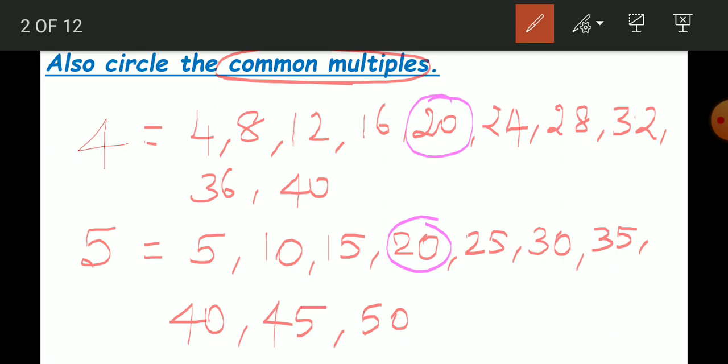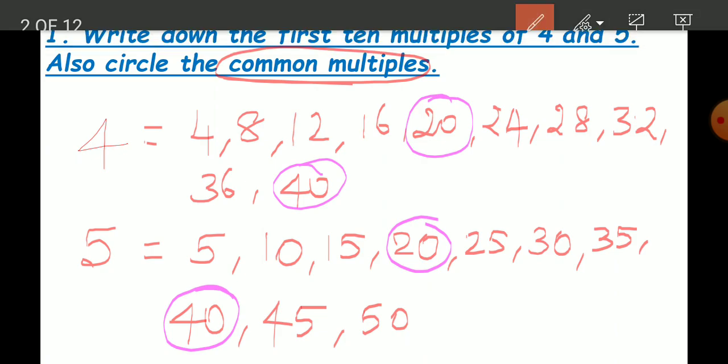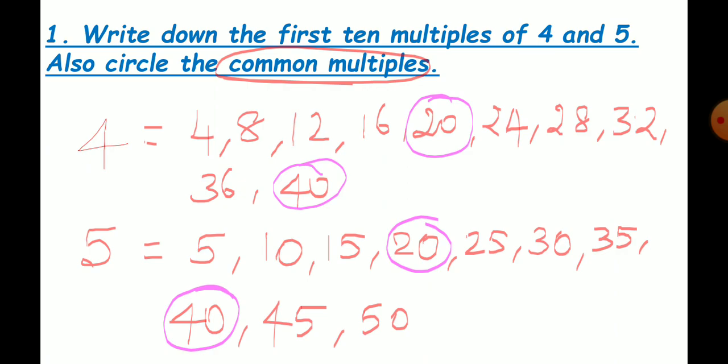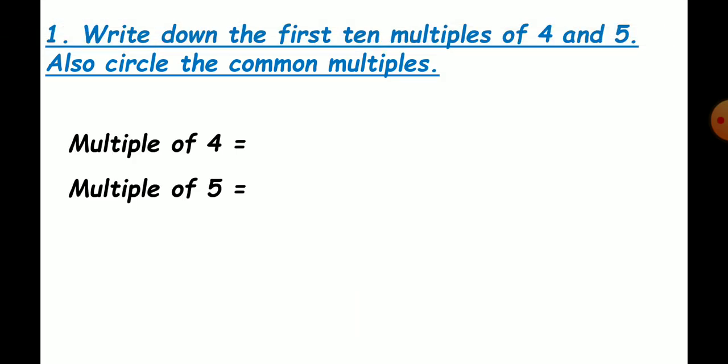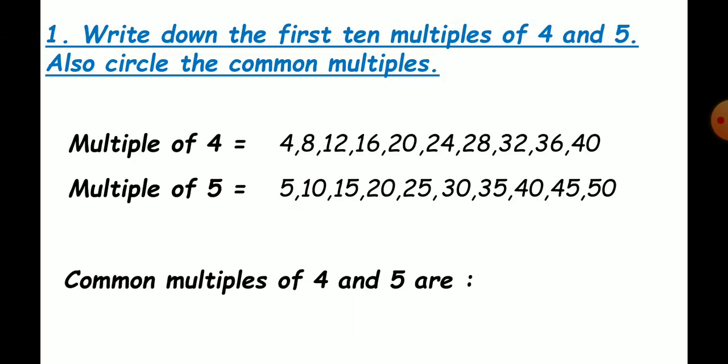Next, which is the common multiple? Next you have 40. Very good. 20 is the first common multiple and 40 is the next. So the common multiples of 4 and 5 are 20 and 40. So look at the solution here. 20 and 40.